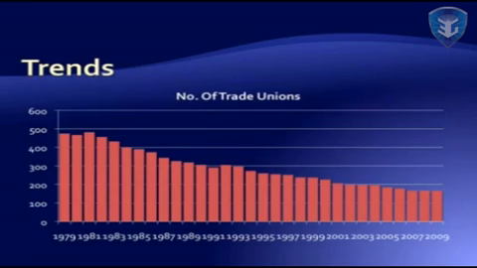A further key trend in the post-war era is the declining number of trade unions. By 1945, there were 475 trade unions in Britain. But that has declined, particularly in recent years, as many smaller unions have been taken over by larger unions and mergers have occurred between the larger unions.